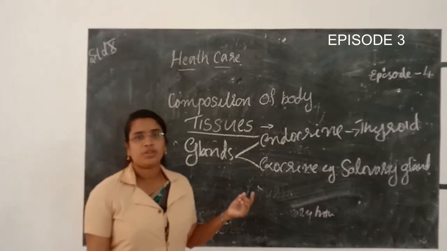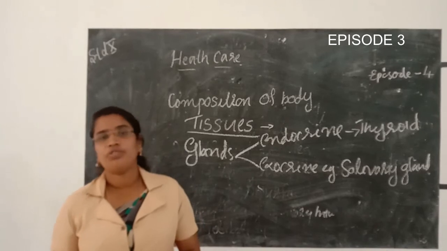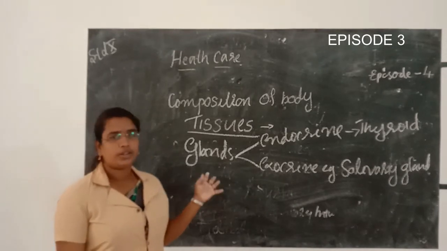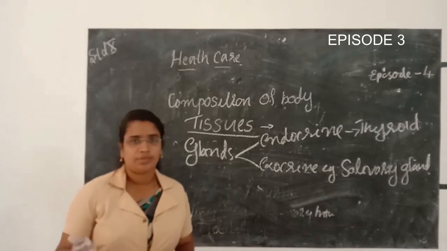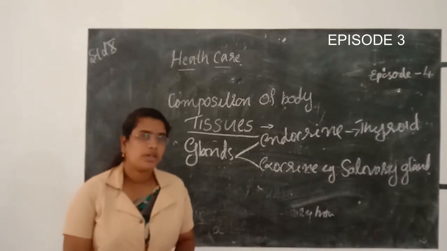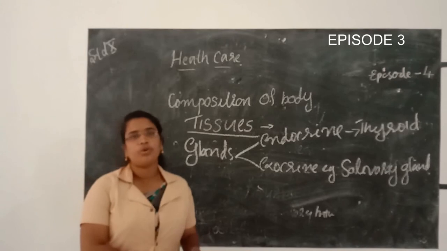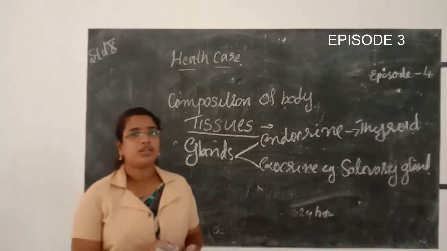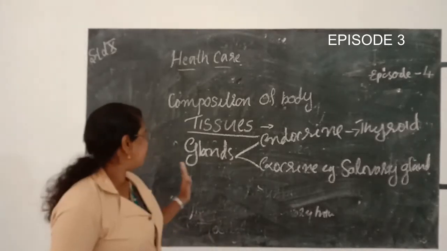Main kinds of tissues: first one, epithelial tissue. Epithelial tissue is a surface lining tissue. Some are specialized to form glands. What are the functions of epithelial cells? Protection, absorption, excretion, secretion, surface transport and reception of sensory information like touch, heat, cold, etc.